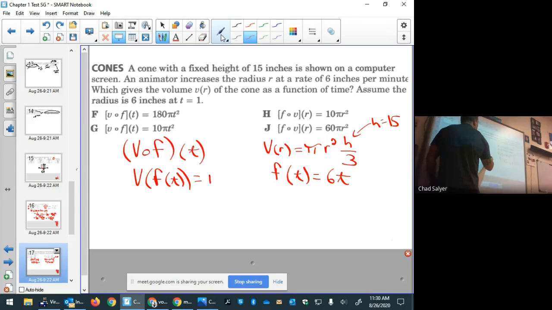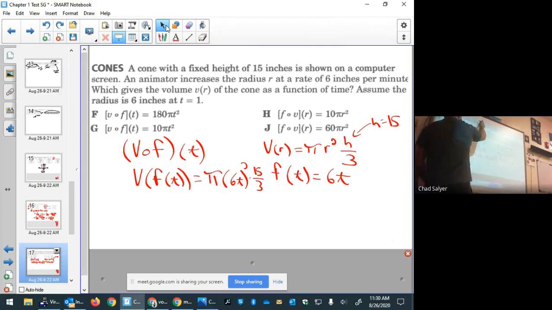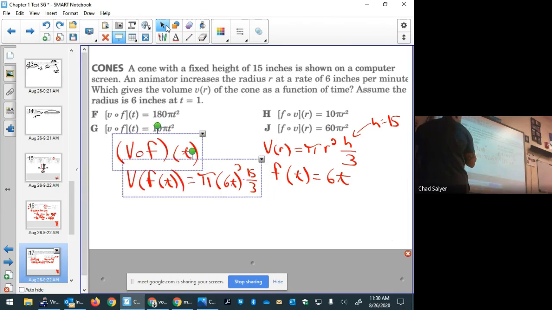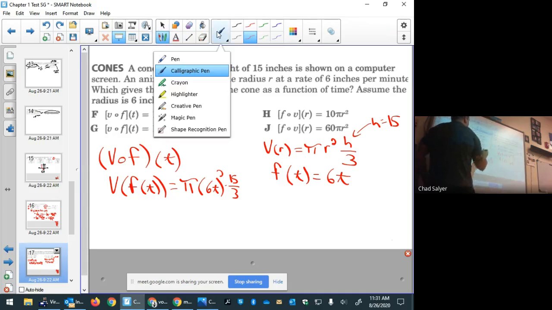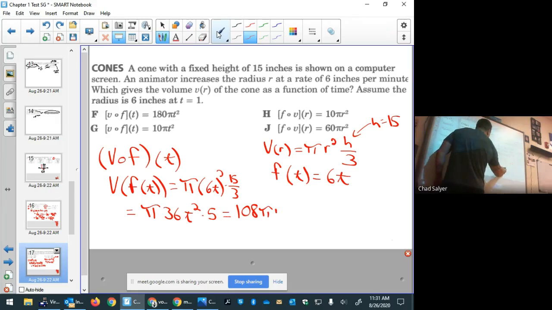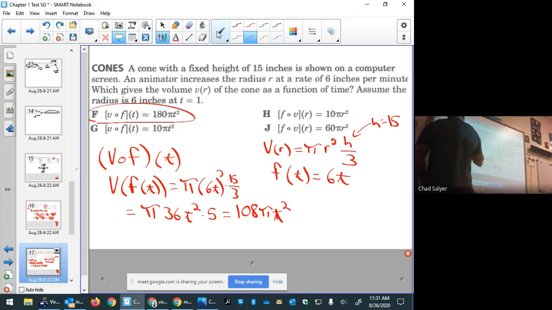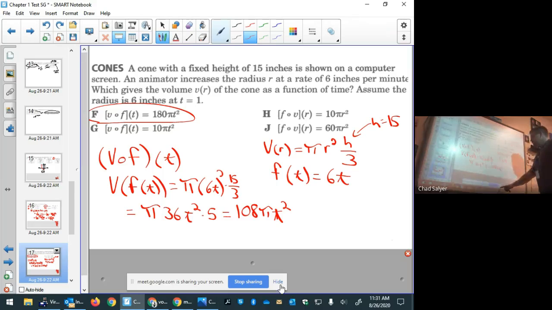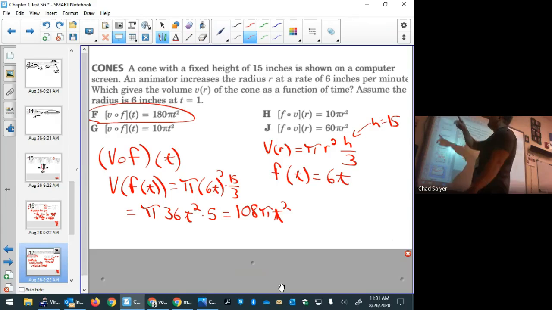And so that is pi, and instead of r, I'm typing in 6t squared, and then times 15 over 3. 15 because h is equal to 15. And so that is pi times 36t squared times 5, which is 108 pi t squared, which is f as in foxtrot. That one's maybe the hardest one on the test.